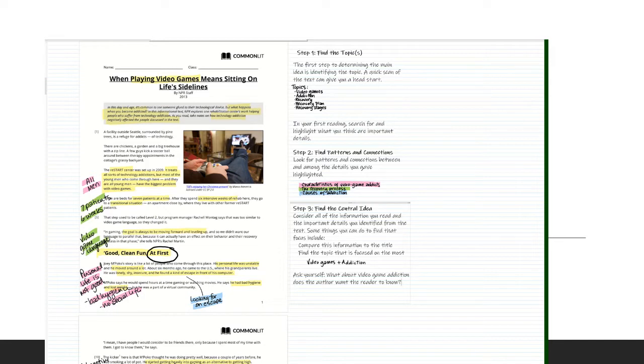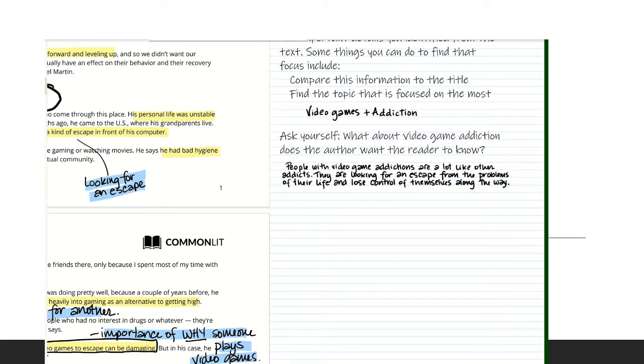So from there, I need to ask myself, what about video game addiction does the author want the reader to know? I've identified the central idea here as people with video game addictions are a lot like other addicts. They're looking for an escape from the problems of their life and lose control of themselves along the way. So this is definitely capturing the main idea around addiction and video game addiction in particular. It also captures that idea of looking for an escape that was really reiterated throughout the article.